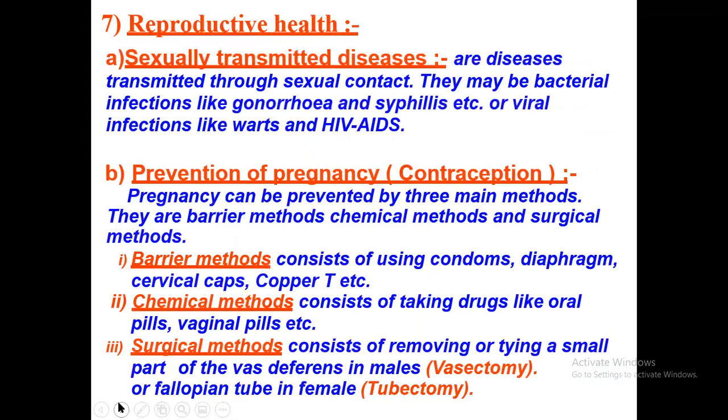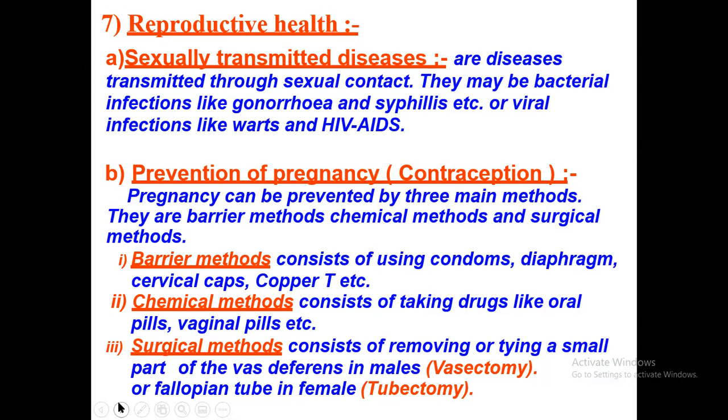Now, what is reproductive health? Reproductive health means a healthy body for reproduction. If the body is not healthy, then different types of diseases are possible in the body. Those diseases are known as sexually transmitted diseases, that is STD. So these are diseases transmitted through sexual contact, and they may be bacterial infections like gonorrhea and syphilis or viral infections like warts and HIV.